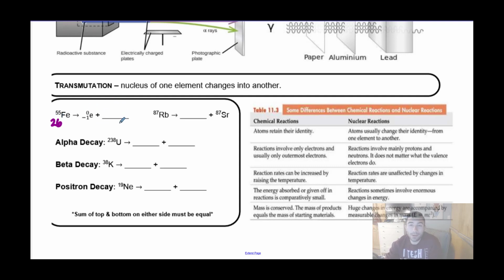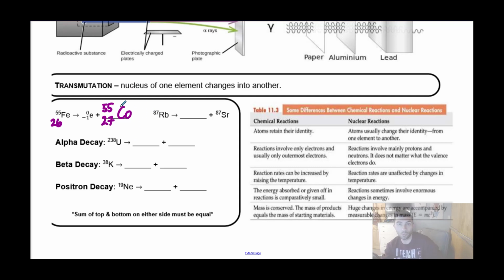If it's undergoing beta decay, that's really a neutron turning into a proton. And when the neutron turns into a proton, it also turns into a beta particle, and the beta particle comes flying out. And if a neutron's turning into a proton, in this case, the mass is going to stay the same, but the atomic number is going to increase by 1. That turns it into cobalt, right?